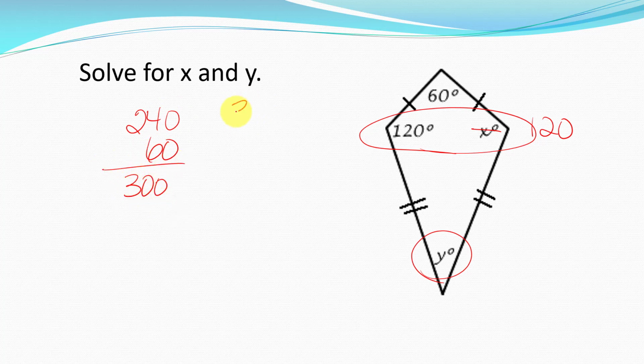So altogether, this shape has to have 360 degrees. So then I'm going to take away 300 for what I already have. And that means y would also be 60 degrees.